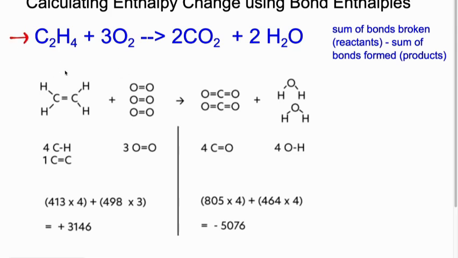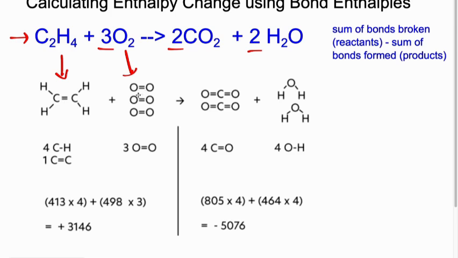Typically, you'll be given a question like this. In this case, C2H4 reacts with oxygen gas to produce carbon dioxide and water. First thing you want to make sure is that the equation is balanced. In this case, my equation is already balanced. Next thing you do is draw these molecules out to identify the types of bonds in each. So this guy looks like that. That's the Lewis structure for it.